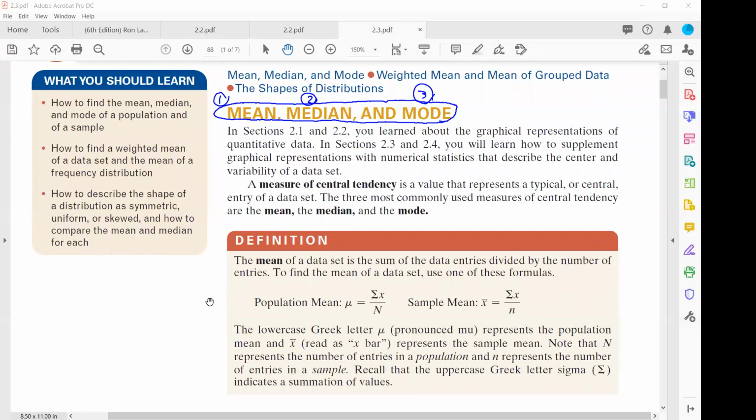So guys, the measures of center can be divided into 3 categories. Measure of center.